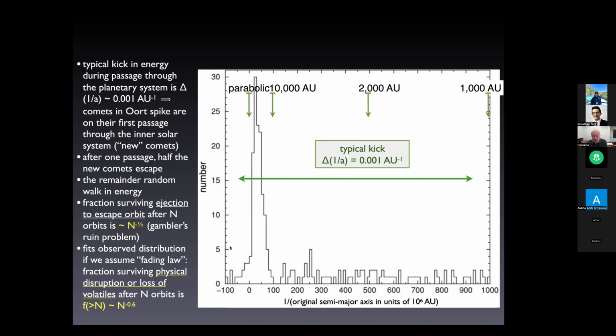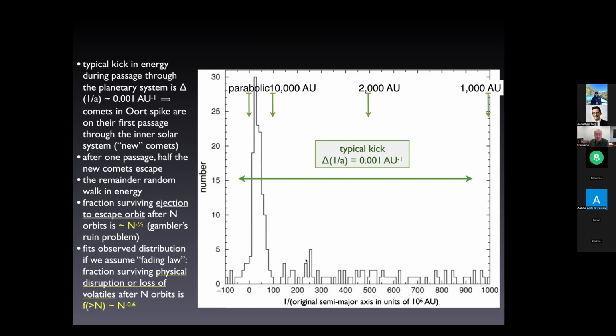The fraction surviving to escape for n orbits is given by the classical Gambler's Ruin problem, and goes like n to the -1/2. It modeled the Gambler's Ruin problem for comets. You can fit this distribution, but in order to fit it, you have to take account of the fact that comets are steadily losing volatile material, and that as they lose more volatile material, they fade.